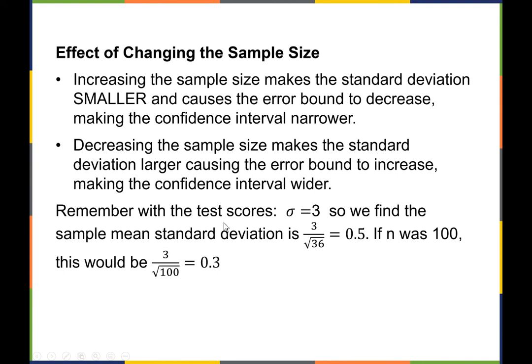So our standard deviation gets smaller with more data, which is what we saw when we talked about sample means as well. The more data we have, the narrower our standard deviation is because we're averaging more things. We have more information, so the range is less broad.